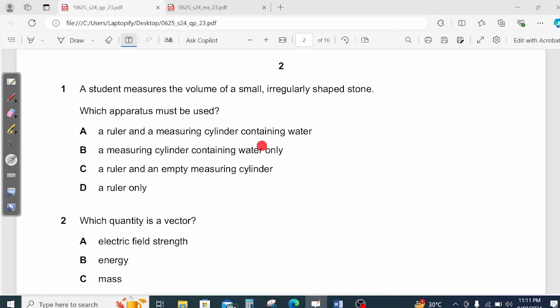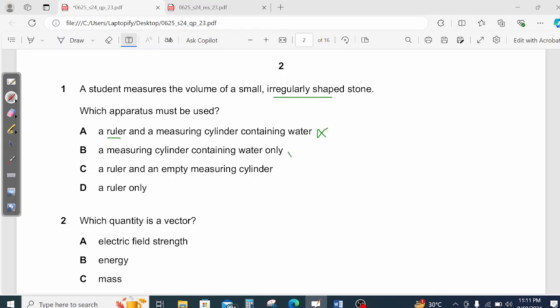So in that case we first look at the first option, a ruler and measuring cylinder. No, we do not require a ruler. The ruler is only required for regular shapes. The question is for an irregular shape, so this is an incorrect option. Next, a small measuring cylinder containing water only.